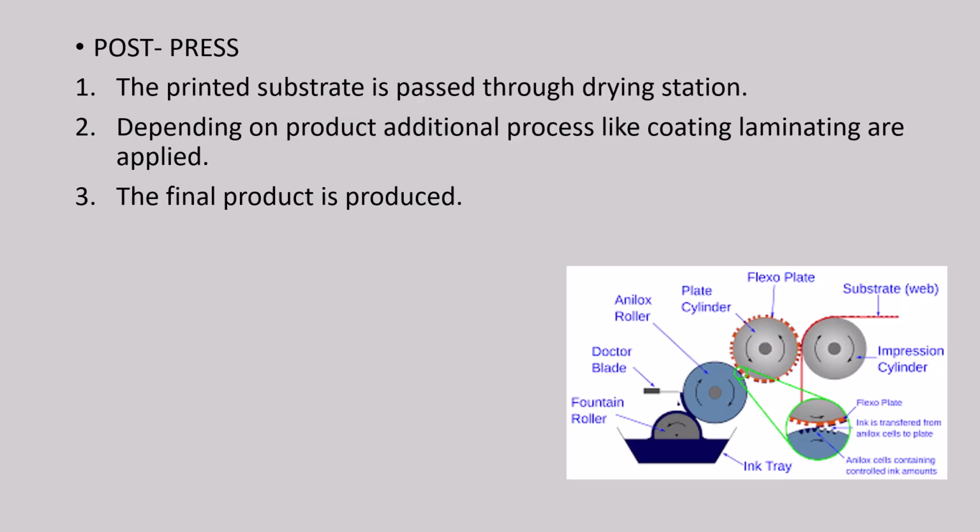Okay, the post press. Here the printed substrate is first passed through the drying station so that the inks printed on the substrate get dried and do not spread out. Then, depending on the additional processing needed, like coating or lamination, it is done, and the final product is produced.